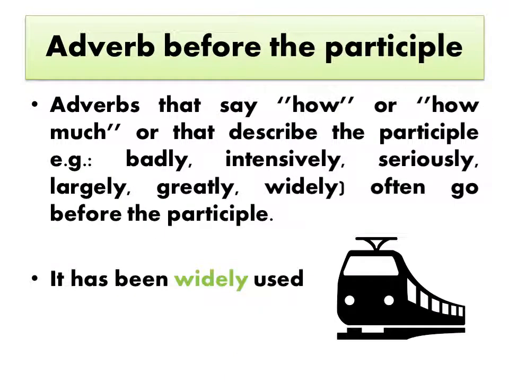Now, the adverbs that go before the participle. Adverbs that say how or how much, or that describe the participle. These are the ones that we're going to place before the participle verb. We have some examples here, but you think about them too. There are many: badly, intensively, seriously, largely, etc. These often go before the participle. So we have an example. It has been widely used, where my participle verb is used. So widely will be placed before used.